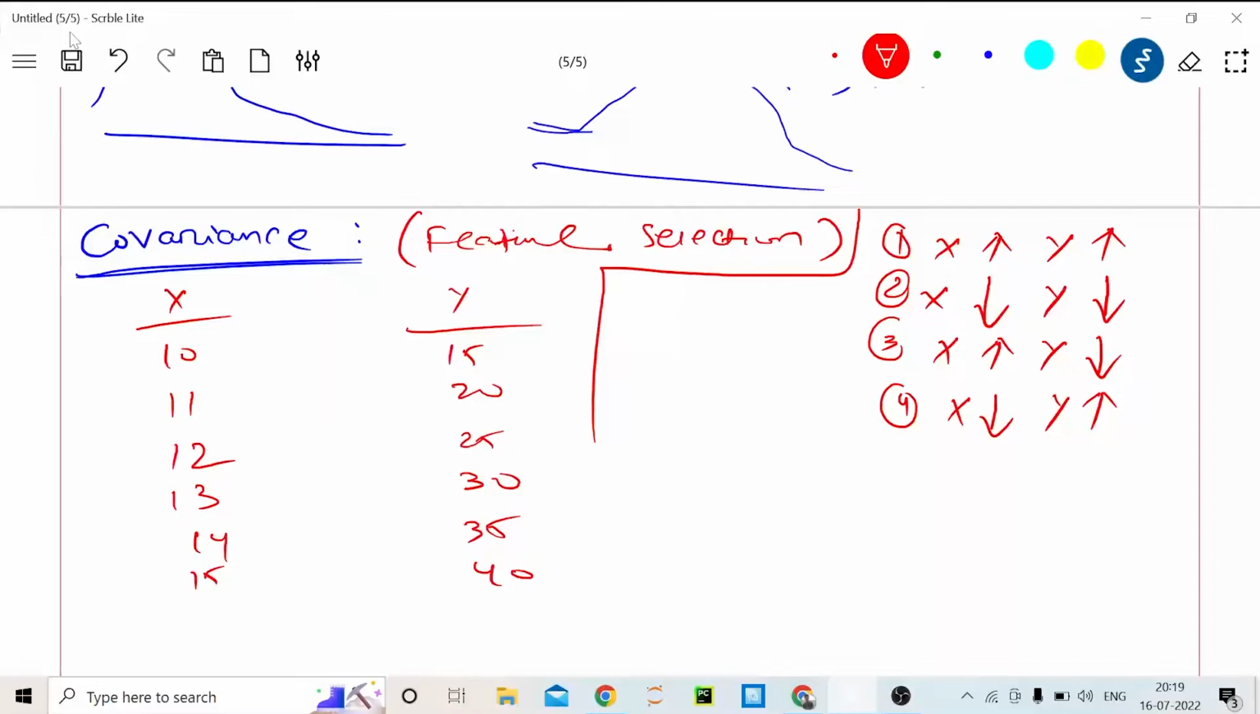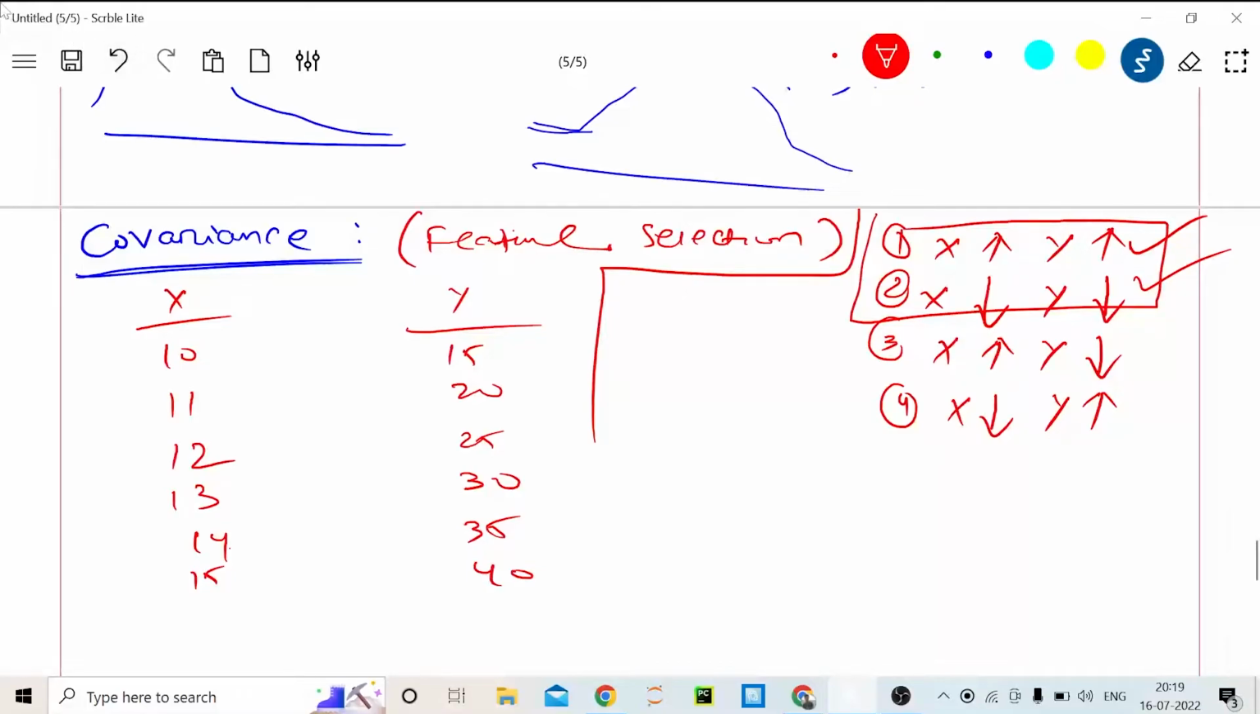In this case, which type of relation are we finding out? Anyone can tell? Here x is increasing, y is also increasing. There may also be the possibility where x is decreasing and y is also decreasing. When x equals 15, y equals 40. Let's say x decreases to 14, then y also decreases. That means these two satisfy this condition.